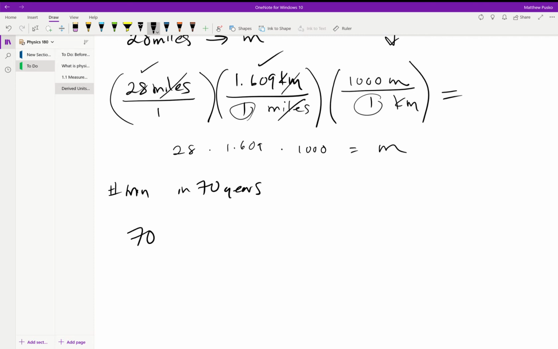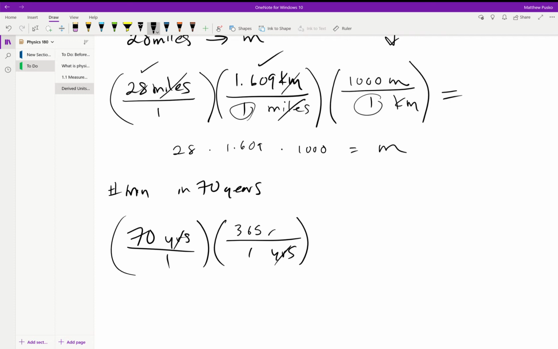Well, let's start out with 70 years. Make a fraction over 1. I'm going to want to get rid of years, so I'm going to put years on the bottom. And let's make a ratio for, let's just go days to hours to minutes. So this one would be 1 year is equal to 365. We'll ignore that it's not exactly 365. And that gives us an answer in days.